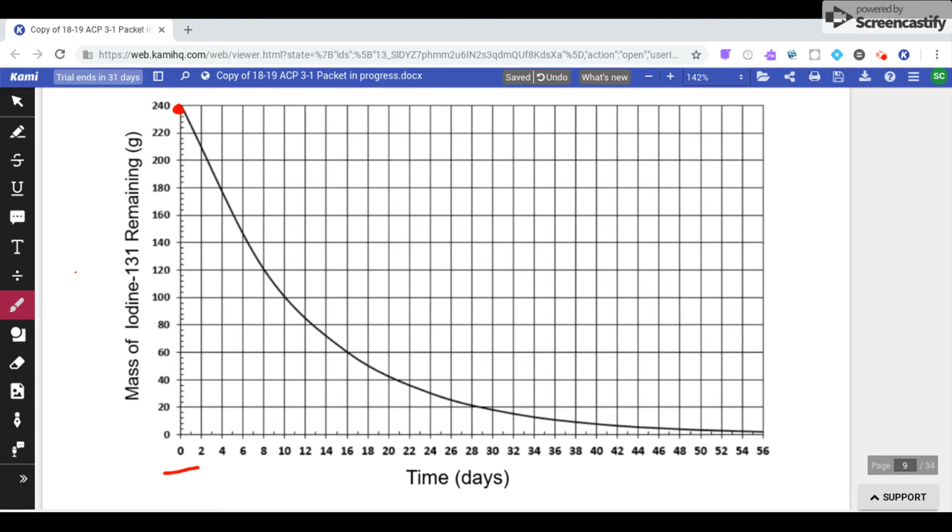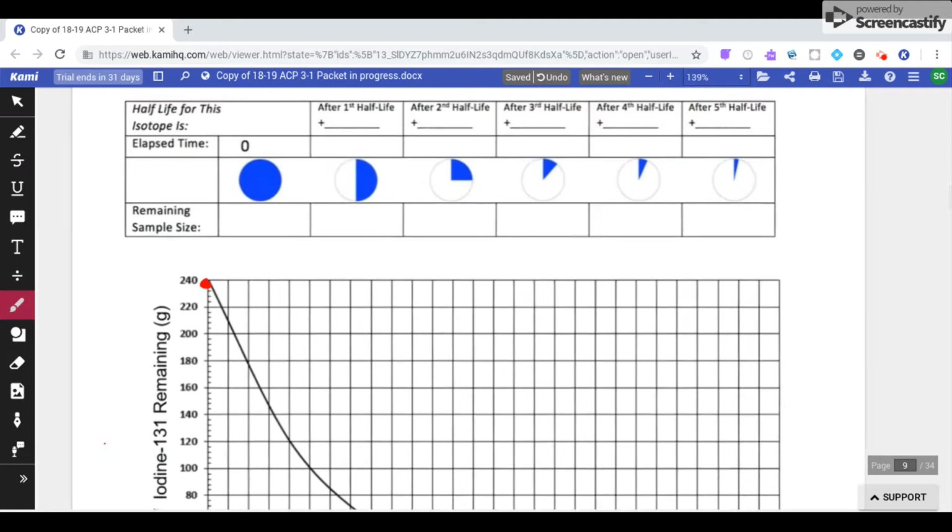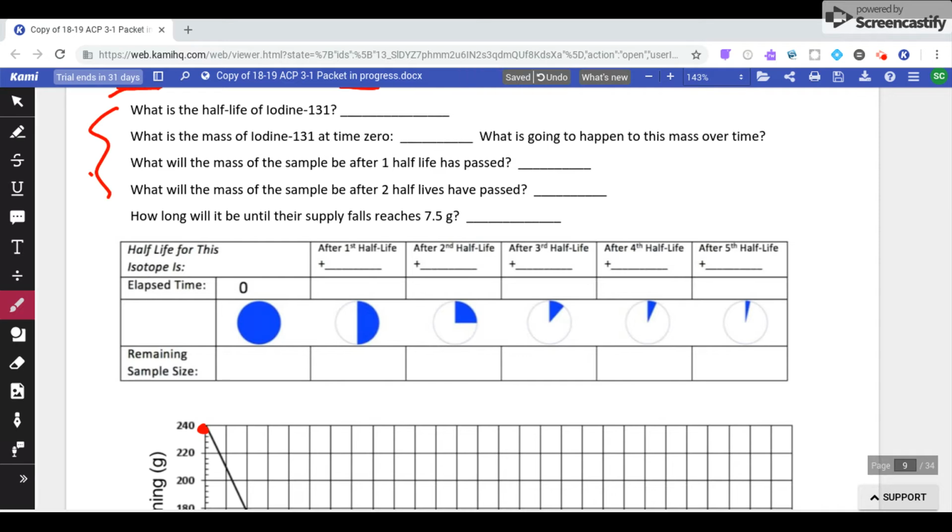So you are going to imagine this 0 at the beginning of the x-axis always as the beginning of the decay process. Pretend it's like a stopwatch. Somebody has just hit the start button on the stopwatch. Now time starts passing. 2 days in, 4 days in, 6 days, 8 days, and so forth. What we want to do is answer these questions based on the graph and using this little chart here. And this is going to help keep things organized for you.